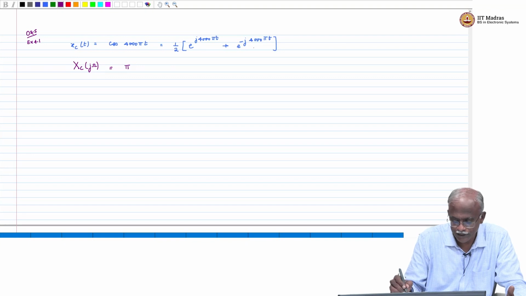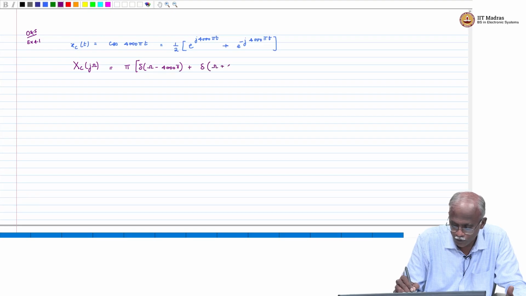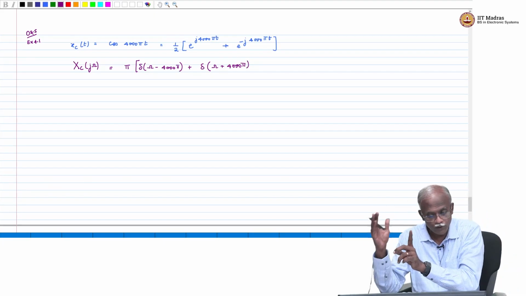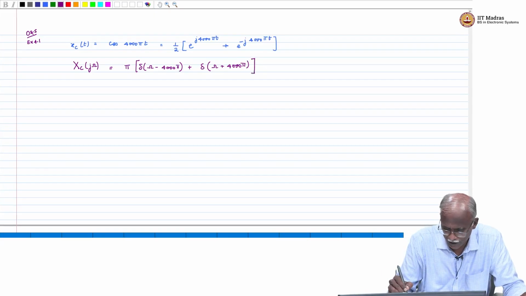Each of these exponentials will contribute a delta function, a Dirac delta. Okay, the first one is a Dirac delta which is centered around 4000 pi. The second one is a Dirac delta which is centered around minus 4000 pi. Okay, so the delta of omega plus 4000 pi is a delta which will be centered around minus 4000 pi.